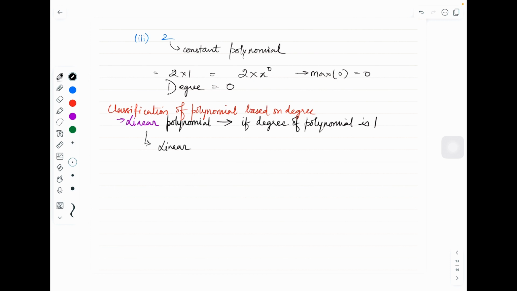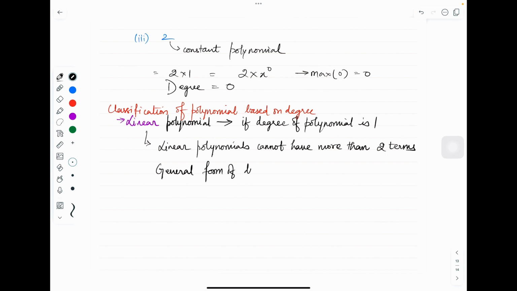linear polynomials, why, I will tell you also. Linear polynomials cannot have more than 2 terms. Okay. And one thing is general form of linear polynomial equals to ax plus b.